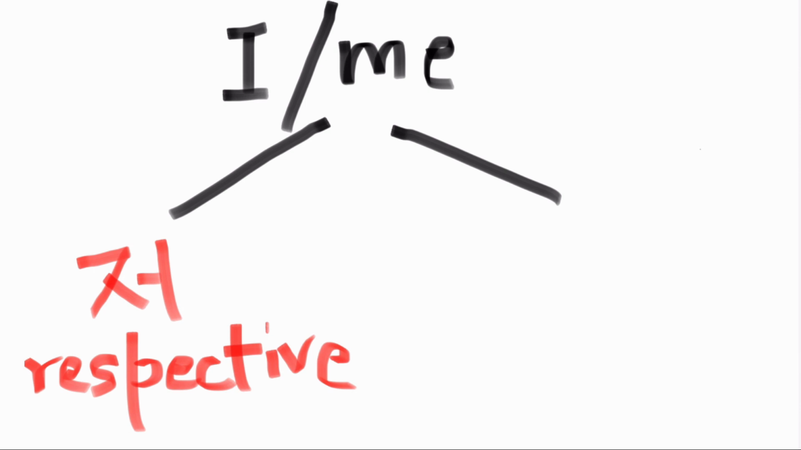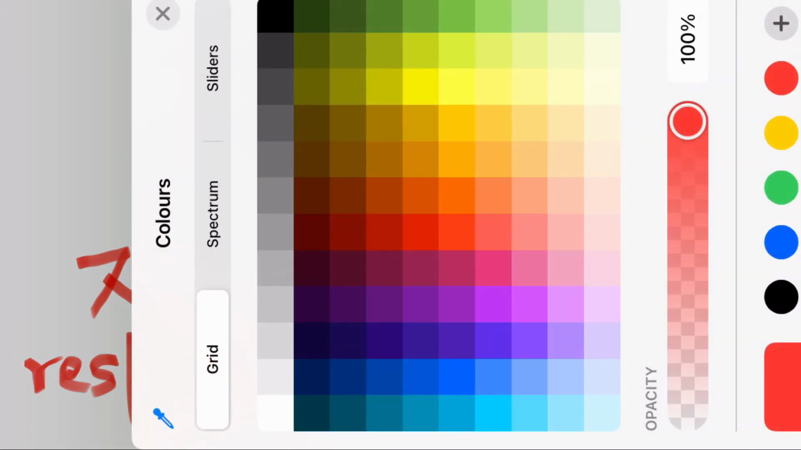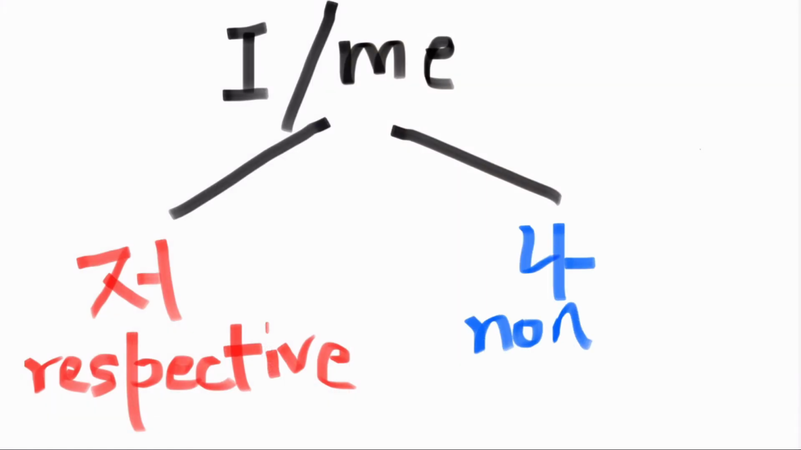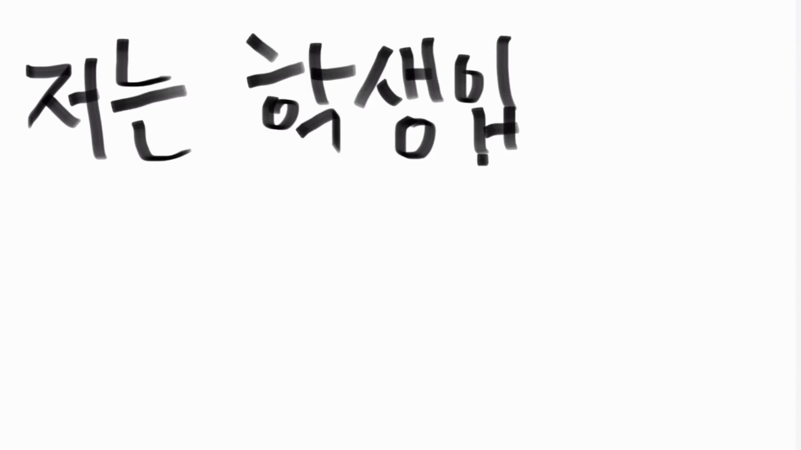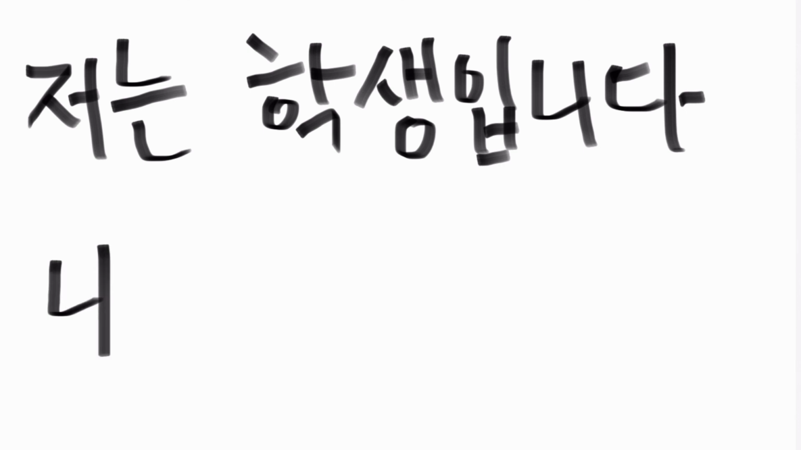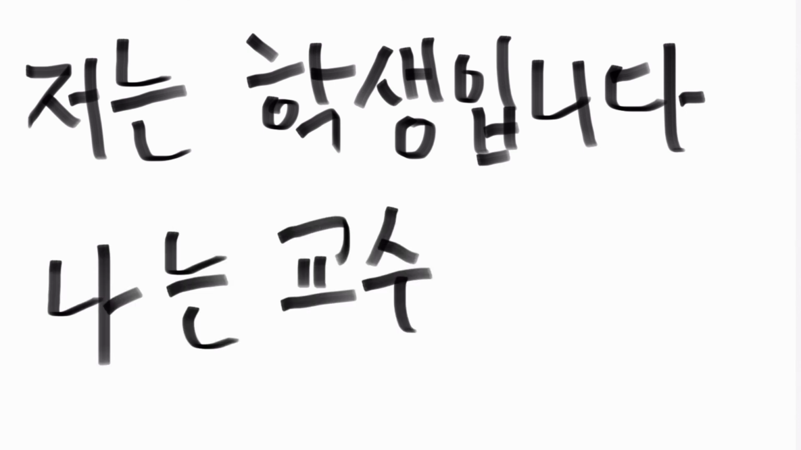When we say I or me in Korean language, there are two criteria. If the person we are talking to is to be given respect, then we lower ourselves by using 저 for ourselves. In case the person is junior to us in age or post, we uplift our status in front of him by using 나 for ourselves. 저는 학생입니다. I am a student. 나는 교수입니다. I am a professor.